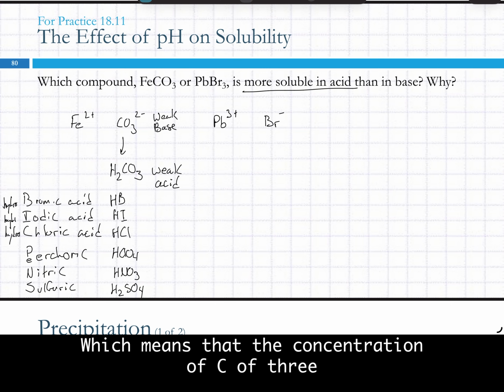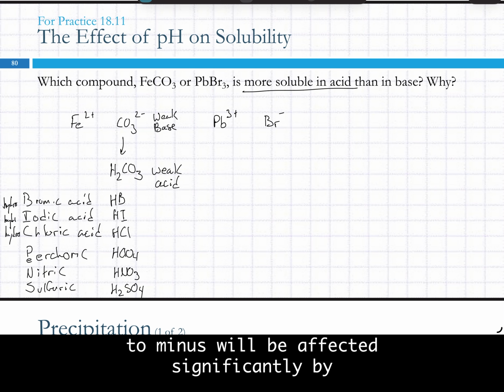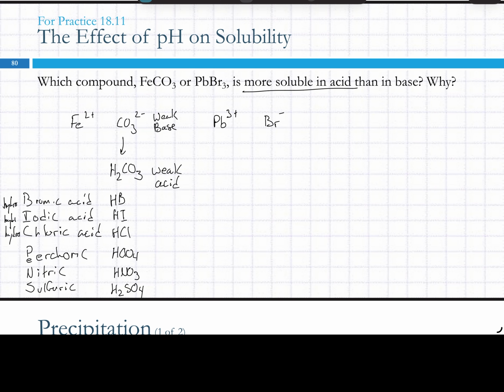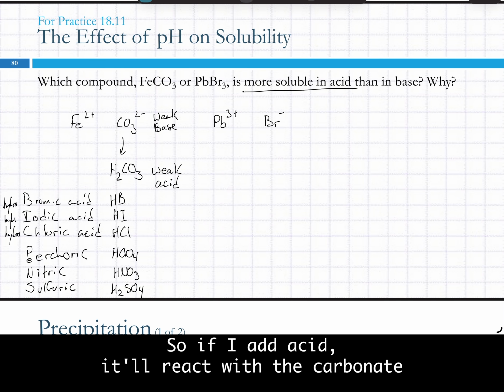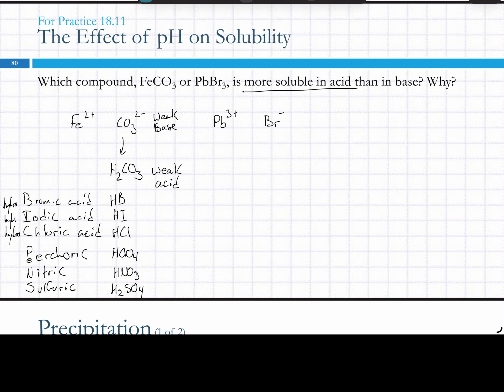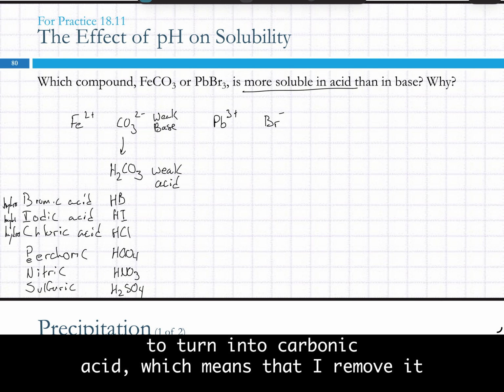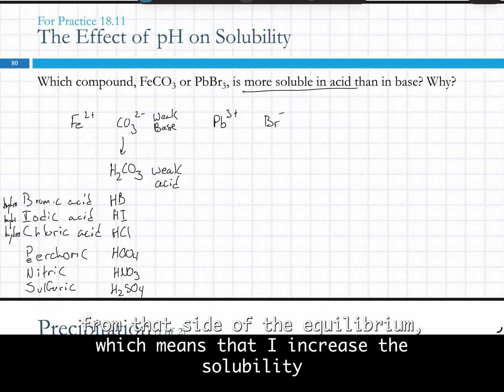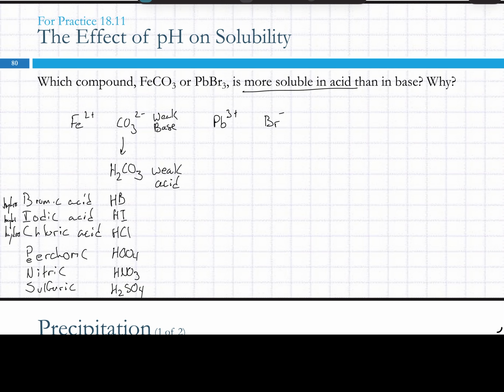Which means that the concentration of CO3 2- will be affected significantly by acid in solution. If I add acid, it'll react with the carbonate to turn into carbonic acid, which means that I remove it from that side of the equilibrium, which means that I increase the solubility of iron(II) carbonate.